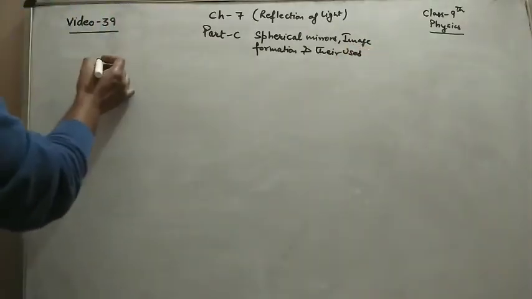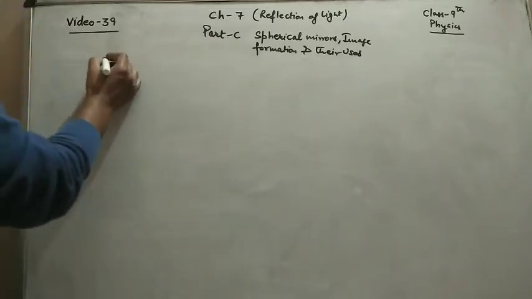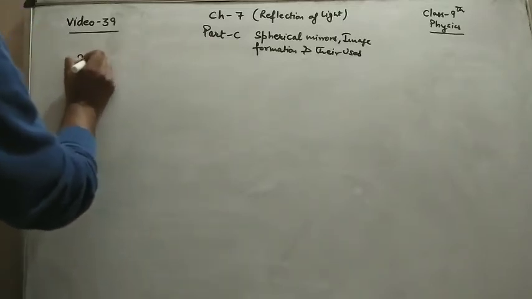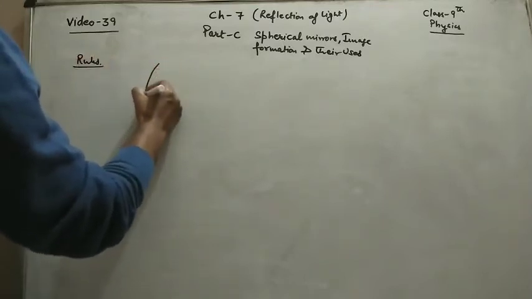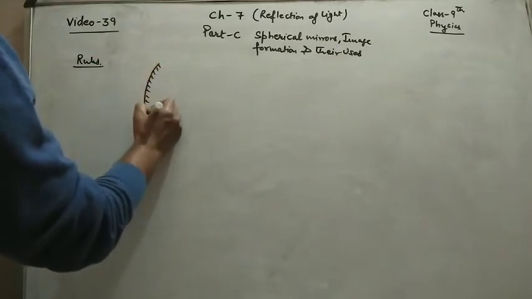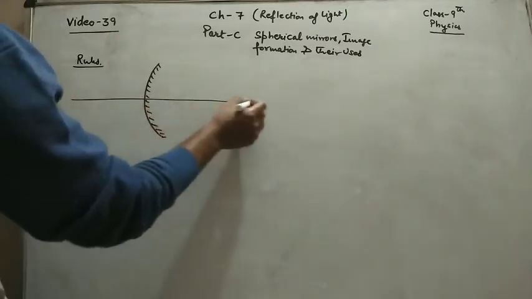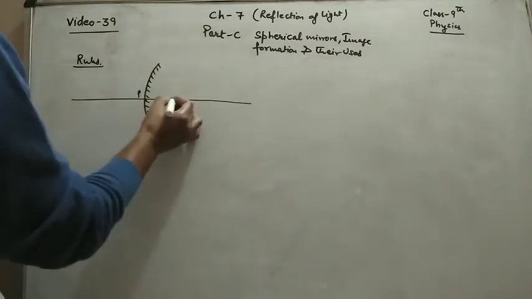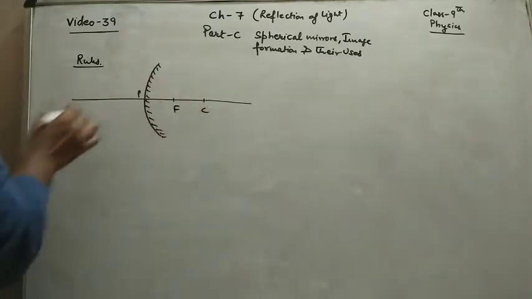Now in this video we will discuss the convex spherical mirror diagram. For that there are certain rules. So let me draw the convex mirror first. Here the polishing is from inside. This is the convex mirror. Principal axis, as we have done in case of concave. Here is the focus, here is the center of curvature.